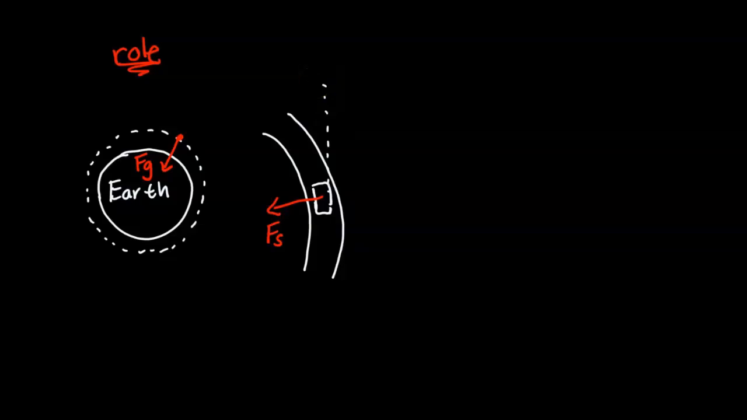Here we have a ball tied to a string, and we're swinging this ball around in a circle, and the string is what's keeping it in a circular path. So the tension force here is playing the role of the centripetal force.